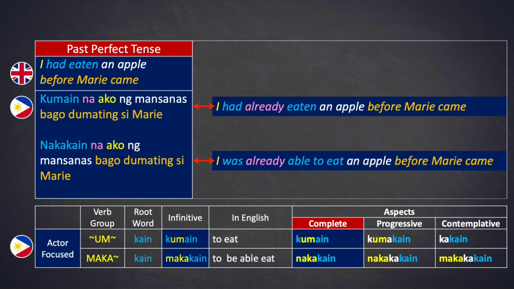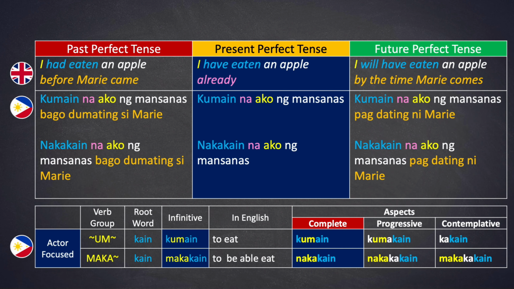The past perfect tense in English is used to talk about a completed action, had eaten, that happened before another action in the past occurred, the coming of Marie. Here's the present perfect tense. I have eaten an apple already. Kumain na ako ng mansanas. Or, nakakain na ako ng mansanas.